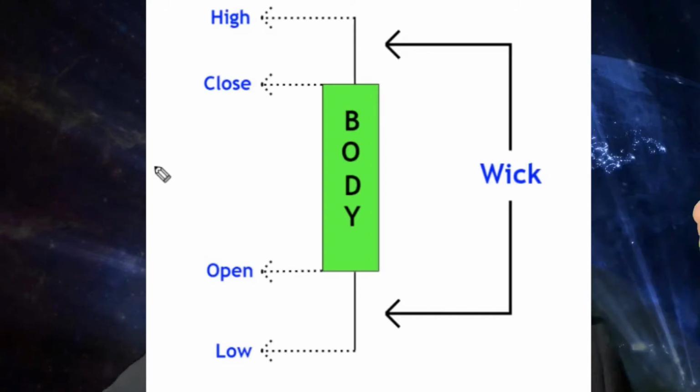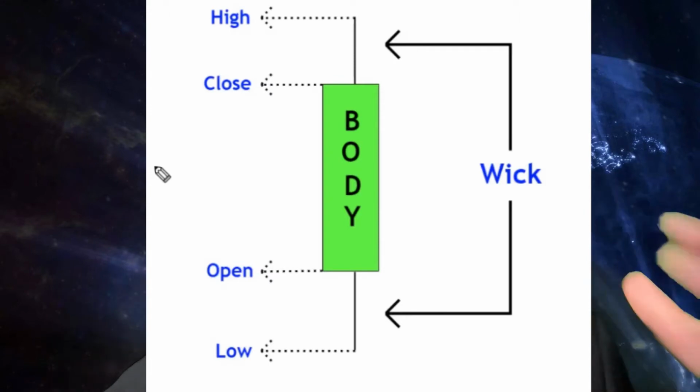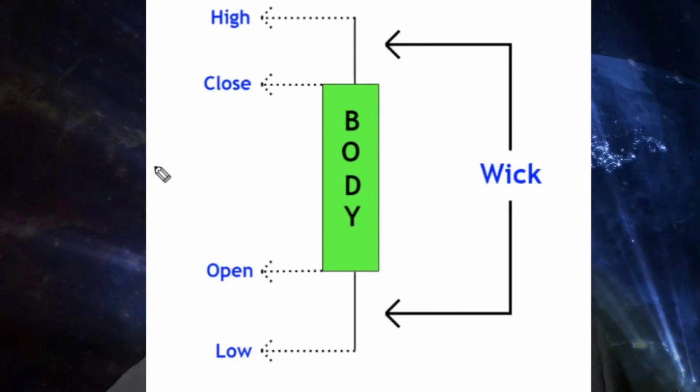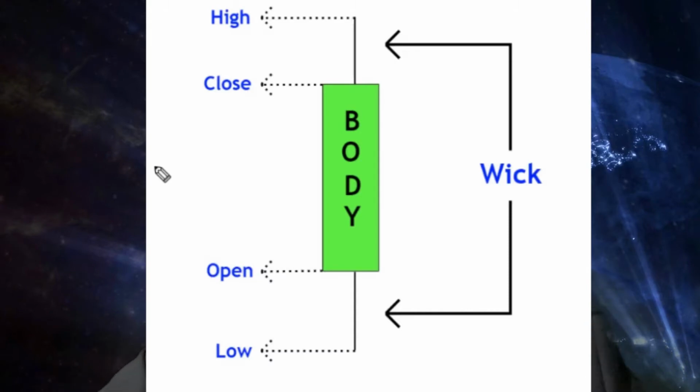They give us the high, the open, the low, and the close. Now, how does this work? Let's say this is a 1-day candle. This candle represents 1 day in the stock of Tesla, for example.